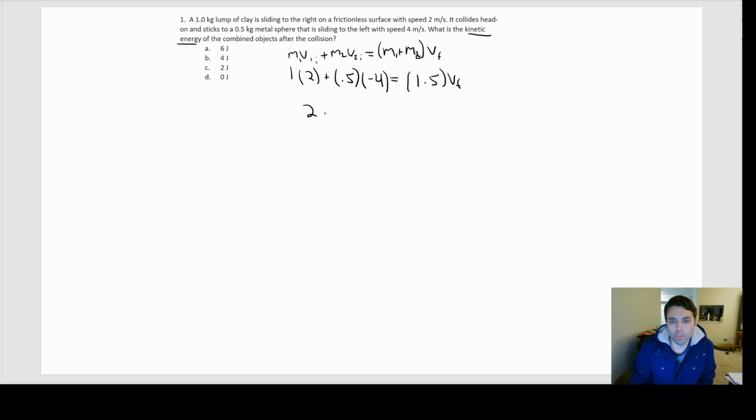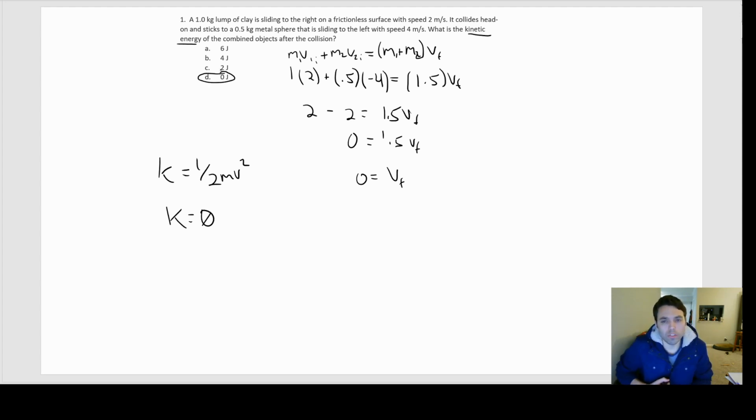The left-hand side is 2 minus 2 equals 1.5 VF. 2 minus 2 is 0, so that means our final velocity is going to be 0. We divide by 1.5, and since there's 0 over here, 0 divided by anything is 0. So our final velocity is 0. Well, if we have 0 final velocity, our kinetic energy has to be 0 because we're not moving, right? Kinetic energy K is 1/2 mv squared. Its velocity is 0, 0 squared is 0, times m is 0, times half is still 0. So the kinetic energy is going to be 0. There is no kinetic energy. So the answer is D, 0 joules.